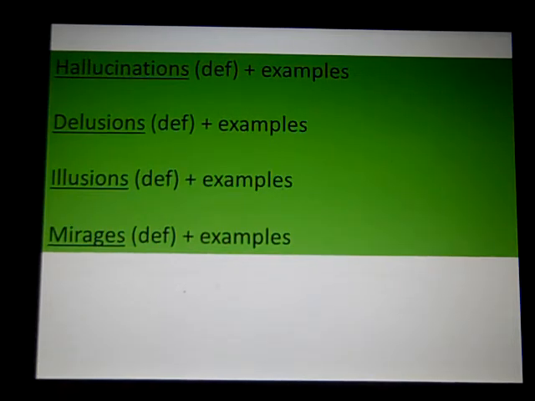Hallucinations are based on sensory information. Sometimes people will have visual hallucinations where they see things that are not real, or they'll suffer from auditory hallucinations where they hear voices or sounds that are not real. I've given you some examples in class of some of those.